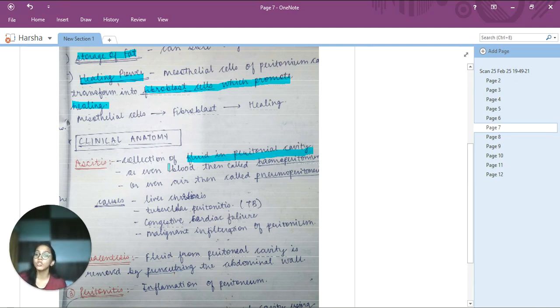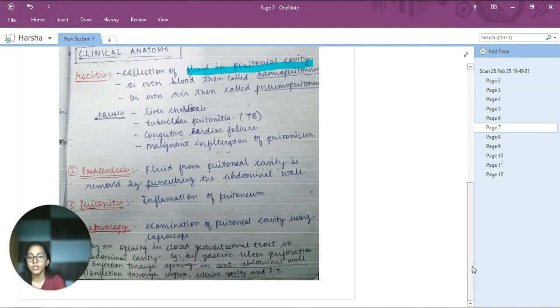If there is blood, that will be called hemoperitoneum. If air is present, that will be called pneumoperitoneum. Similarly, if fluid has accumulated, we call it ascites. What are its causes? There are various pathologies involved in ascites. First is liver cirrhosis, second is tubercular peritonitis, third is congestive cardiac failure, and fourth is malignant infiltration of the peritoneum. So any of these causes can lead to ascites.